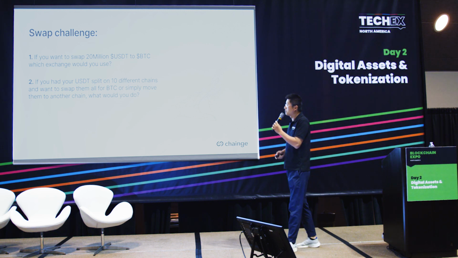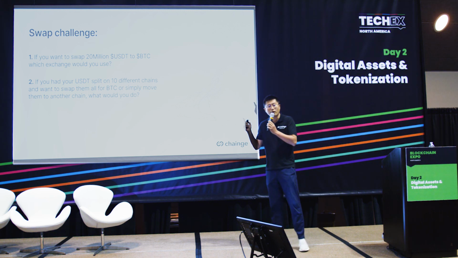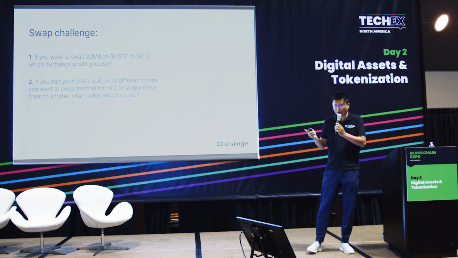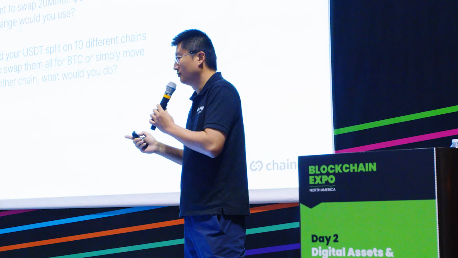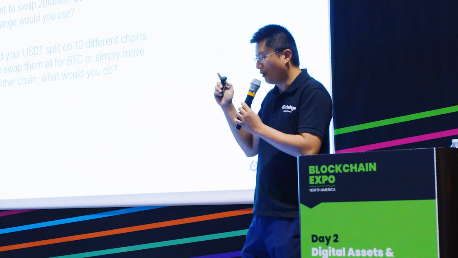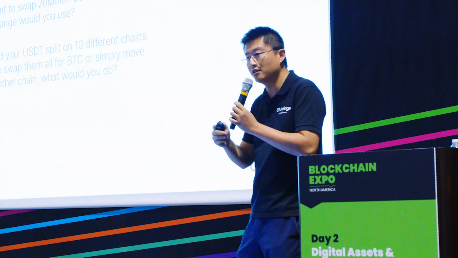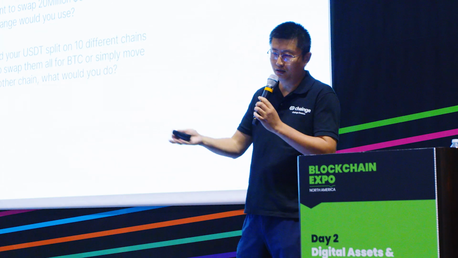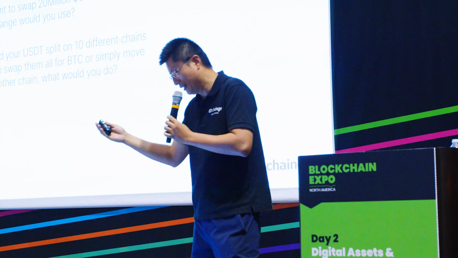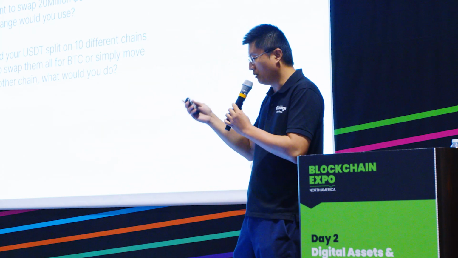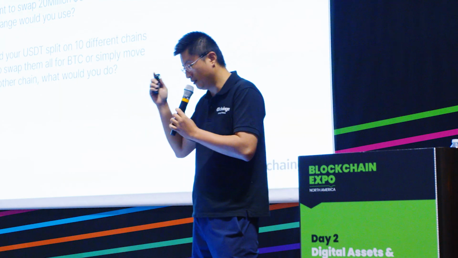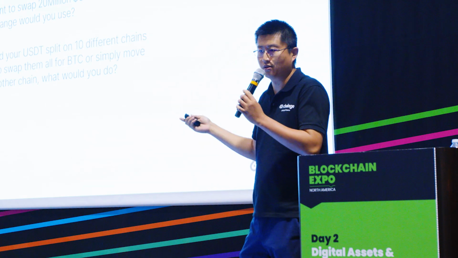The first use case: if you want to swap 20 million USDT into BTC or Ethereum, which exchange would you use? This is the first question for you. The second question is, if you had your USDT split across 10 different chains, like Polygon, Arbitrum, Binance Smart Chain, Qian, even Algorand, and you want to swap them all for BTC or simply move them to another chain, then what would you do? These two questions, think about that.